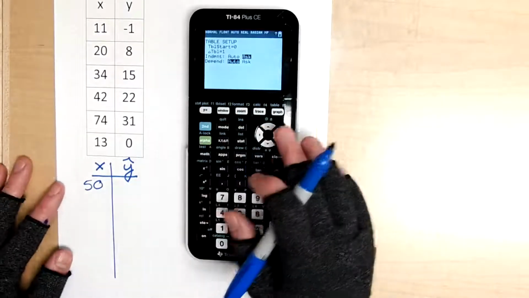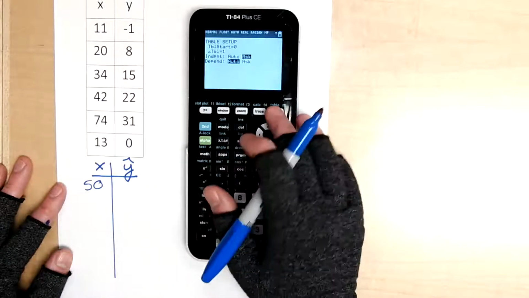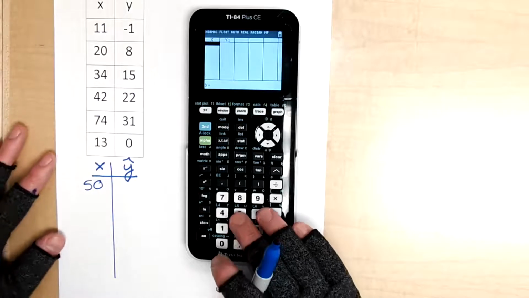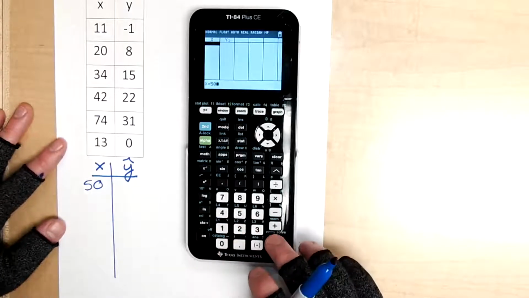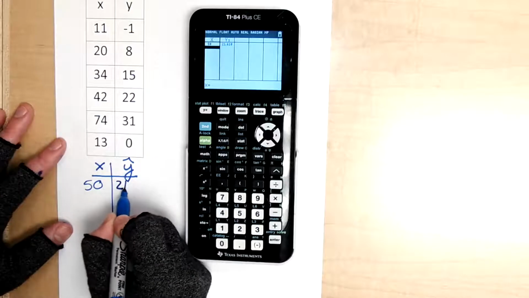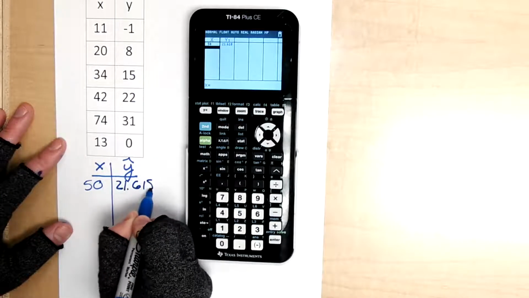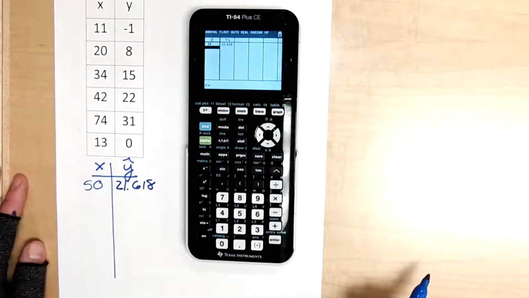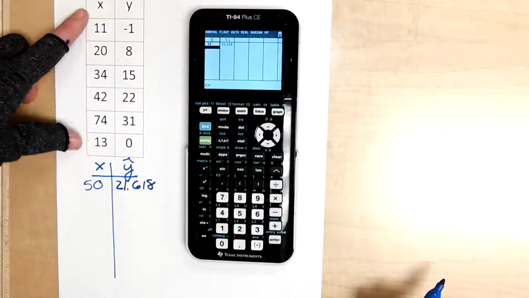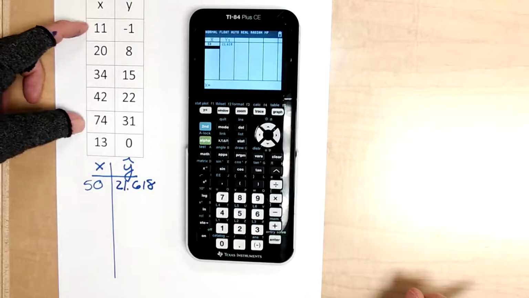Now when I do that, notice I'm going to go second to my table, and notice my table is blank because I haven't asked it what values I want. So I'm going to hit 50, and now it's telling me that my value of y should be about 21.618. Great. And I can keep doing this. Anytime I pick something within my range of 11 to 74, I'm doing interpolation.